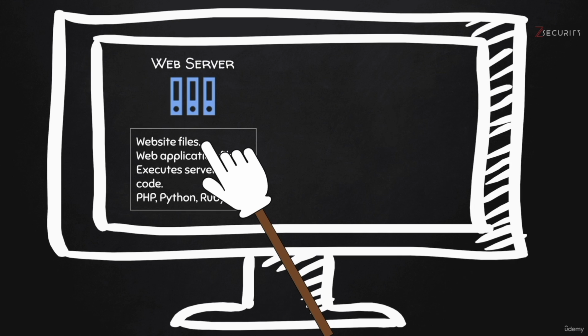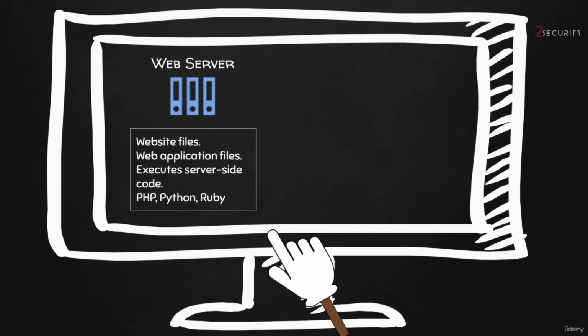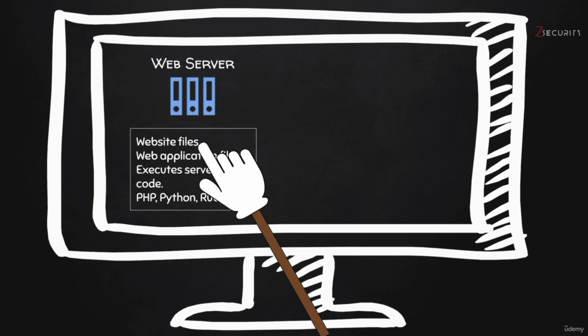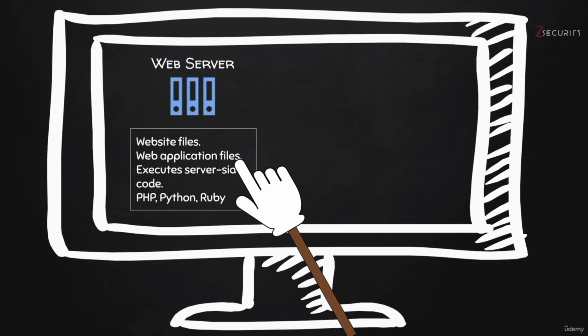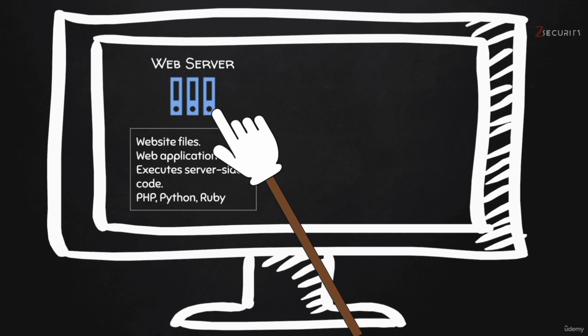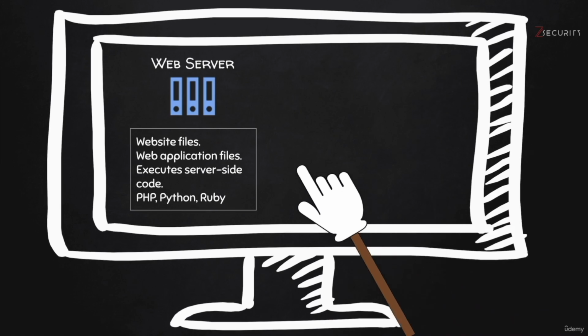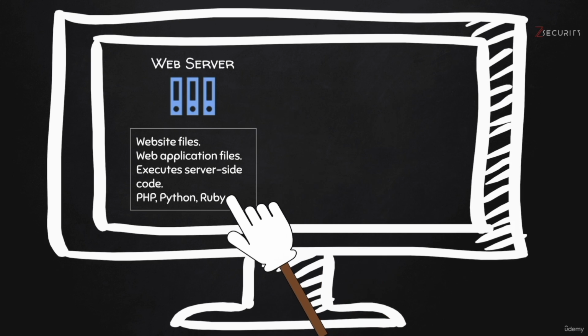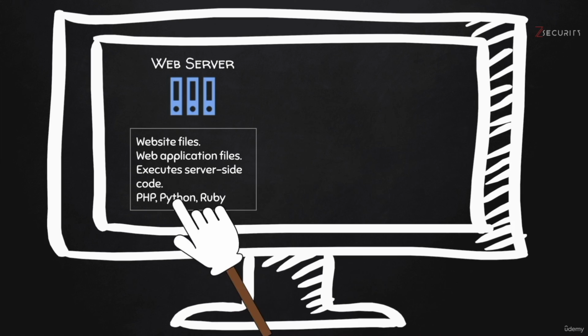So anybody connected to the same network as you, or if this computer is exposed to the internet, then anybody that is on the internet will be able to access the files stored within the web root, or the folder that the web server uses to serve files to the users. Now, web servers usually also contain the web application files. So a web application is similar to any application. The only difference is it's designed to run on a web server and designed to be served over the internet to another computer. So the web server can execute web application languages similar to PHP, Python, and Ruby.